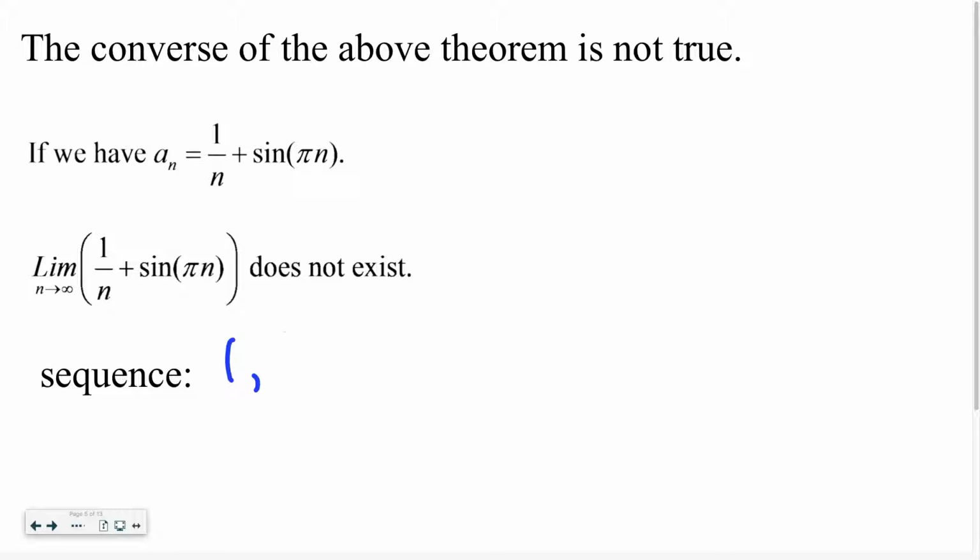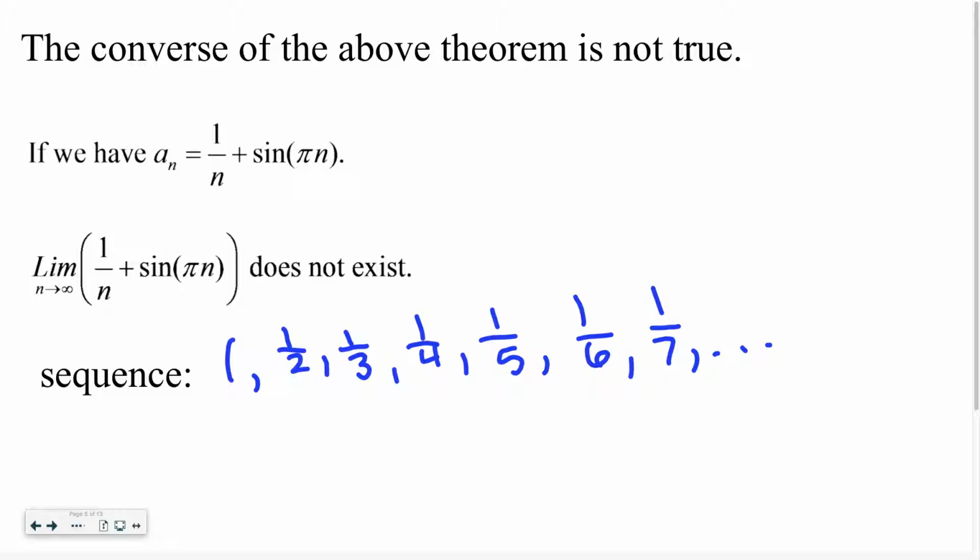However, the sequence is 1, 1/2, 1/3, 1/4, 1/5, 1/6, 1/7, because the sine of pi over n is always going to be 0. Exactly right. The sine of pi over n is always going to be 0 when we're talking about the integers, but when we're talking about all real numbers, it doesn't work out so much. But you won't have to worry about that. It's the sine of pi n, not pi over n.